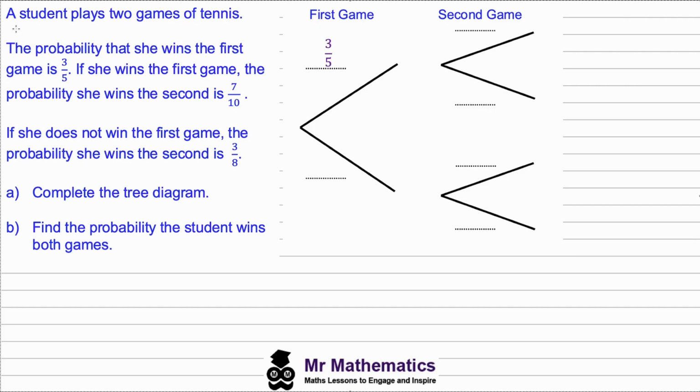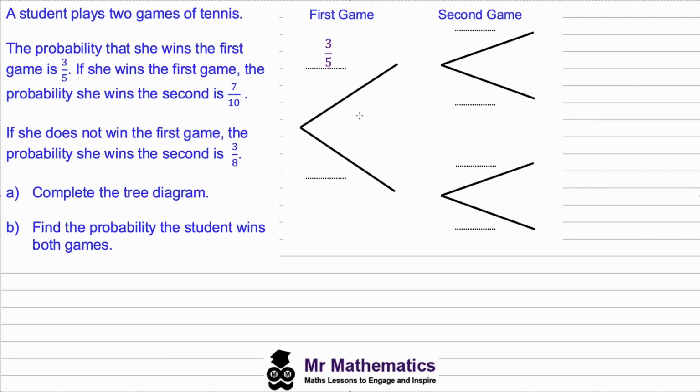So for our first question, we're told that a student plays 2 games of tennis, and the probability that she wins the first game is 3/5, and if she wins the first game, the probability that she wins the second is 7/10. If she does not win the first game, the probability that she wins the second is 3/8. And we've been asked to complete the tree diagram.